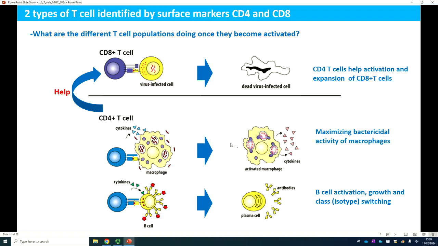It can activate it, and the macrophage can now go ahead and destroy the bacteria that it's phagocytosed. We also get this release of cytokines from the CD4 helper cell, as well as the activated macrophage. So it can activate that macrophage and the bactericidal activity from that macrophage.